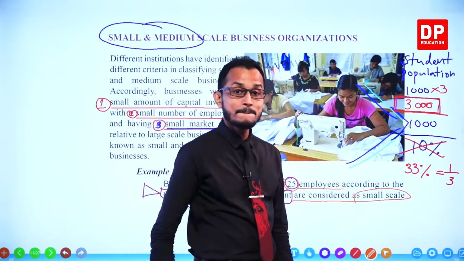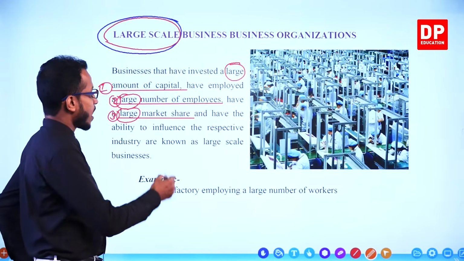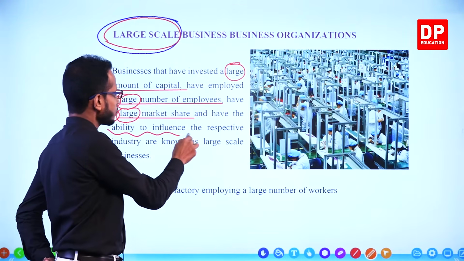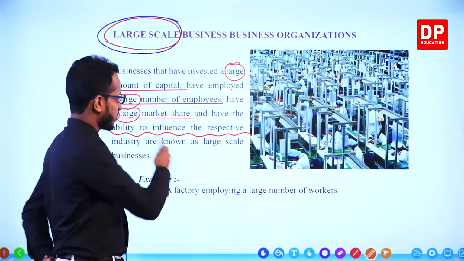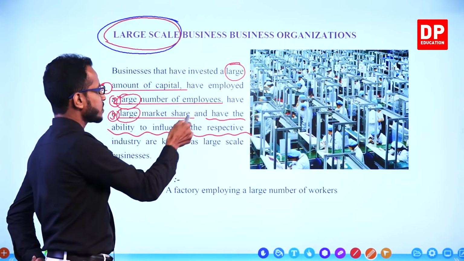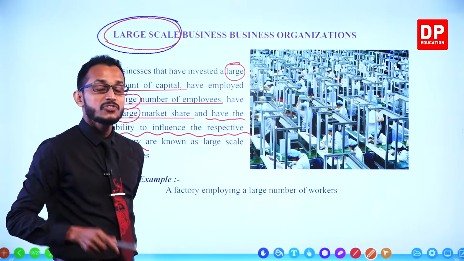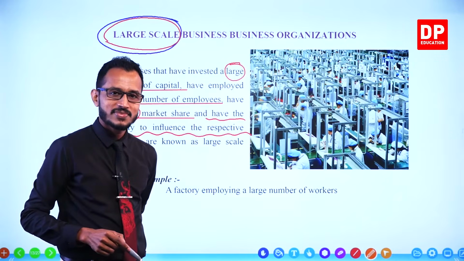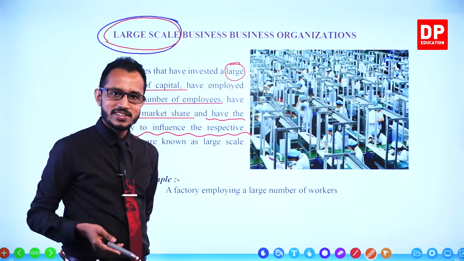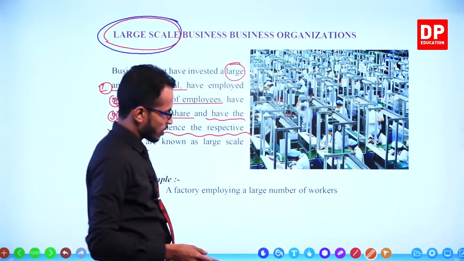Okay, that is what is meant by the same thing, by saying you have the ability to influence the respective industry if you are a large scale business. Okay, that was an interesting example, right? So large scale businesses, there you go.